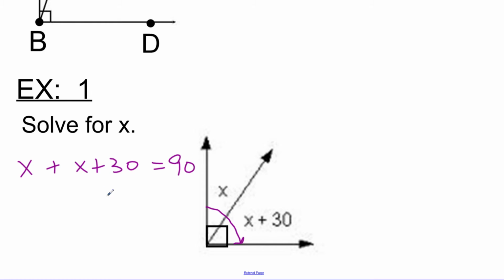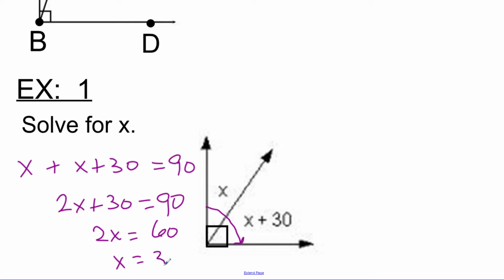that I should get 90 degrees. Okay, so I can now solve this and say that 2x plus 30 is equal to 90, which means that 2x is equal to 60, and so x has to be 30. So in this case, if we want to go a step further, this is a 30-degree angle, and this is 30 plus 30, which is a 60-degree angle. But the idea here is that this angle that we labeled x, and this angle that we labeled x plus 30, they are complementary angles because they add up to 90 degrees.